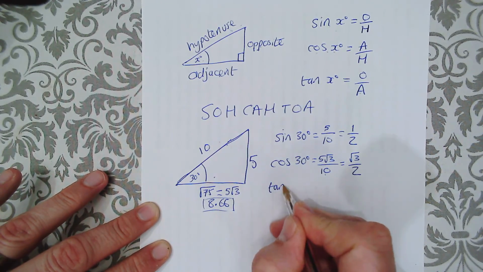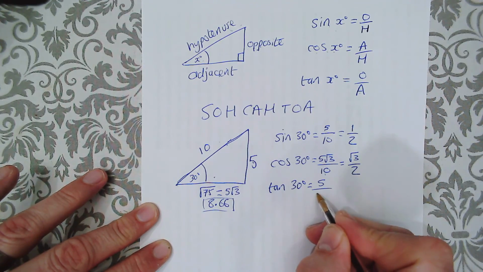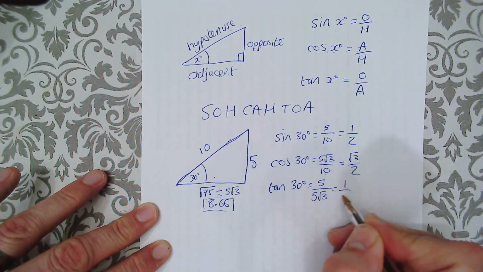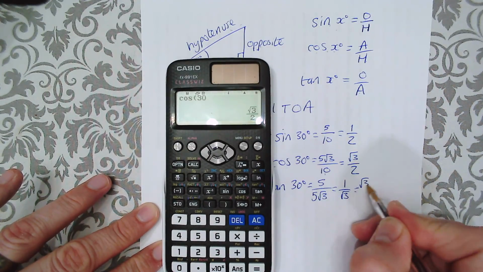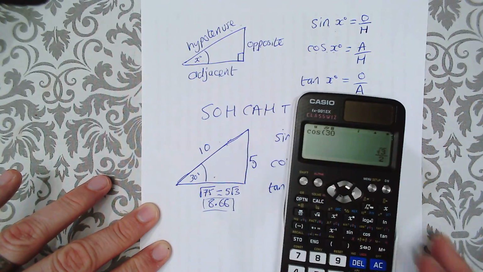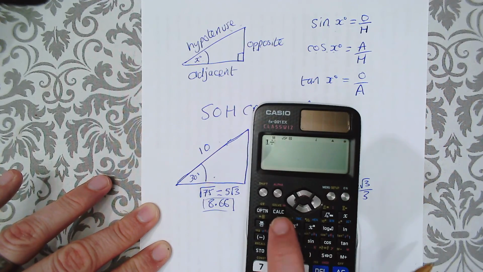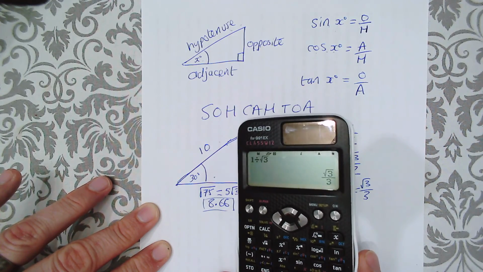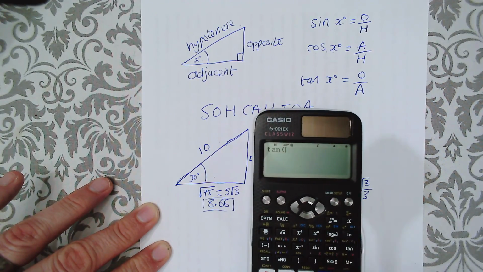Now, tan of 30 degrees, opposite over adjacent, 5 over 5 root 3. Well, simplify that, it'd be 1 over root 3. Now, if I put 1 over root 3 in your calculator, you'll get root 3 over 3, I promise you, because that simplifies it. Oh, look, I'll show you now. 1 divided by root 3. We just like to have the surd at the top. Now let me show you this. Tan of 30, what do you think is going to come up? And there you go, root 3 over 3.